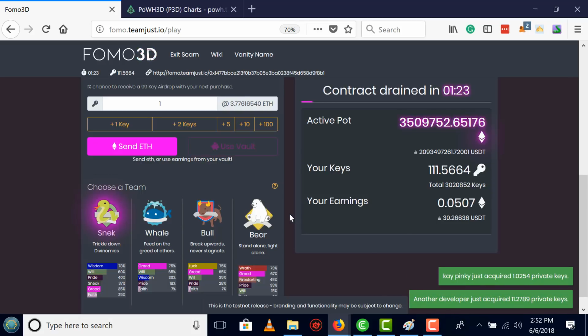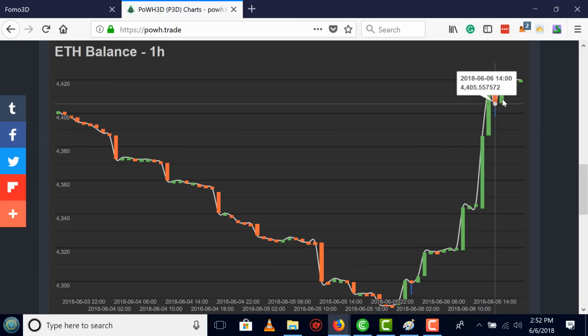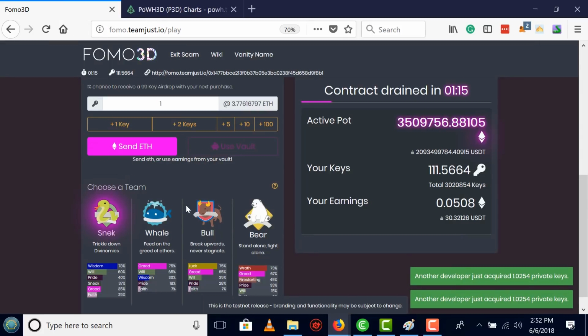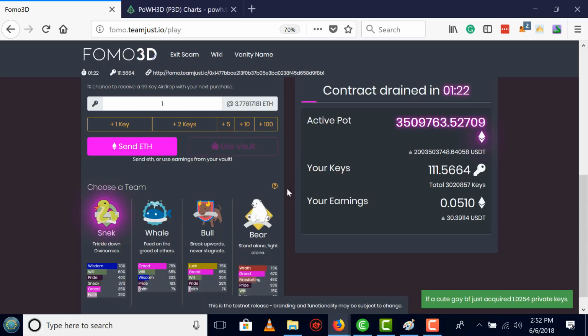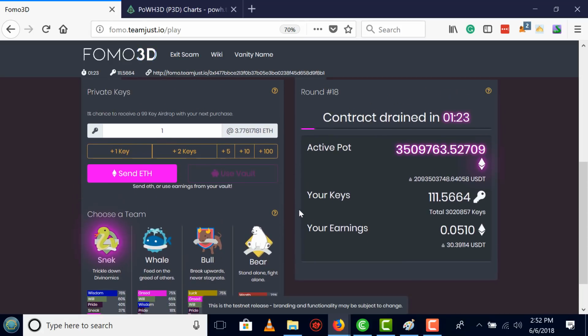So as long as you hold P3d, you don't even have to be playing the game Fomo3d. That's why, by the way, this happened. If you hold P3d, you're still going to be able to earn some rewards. There's still volatility created just because of this game, Fomo3d.